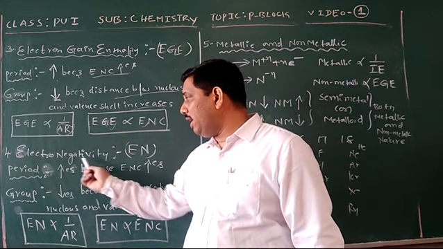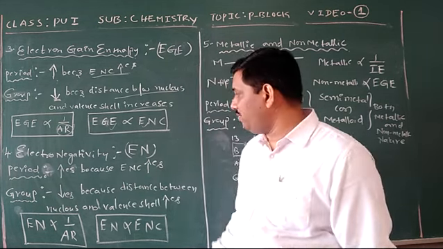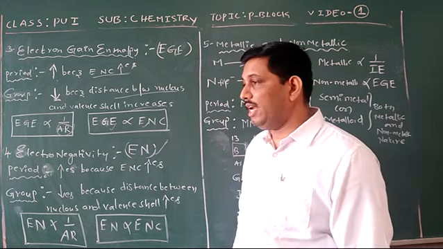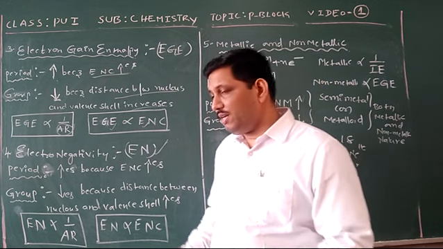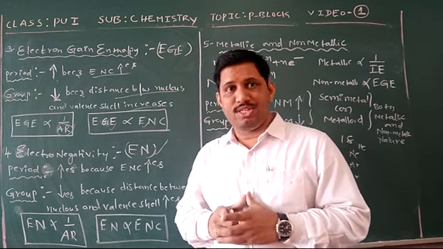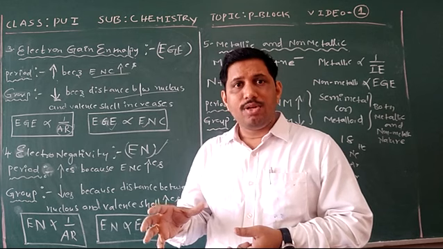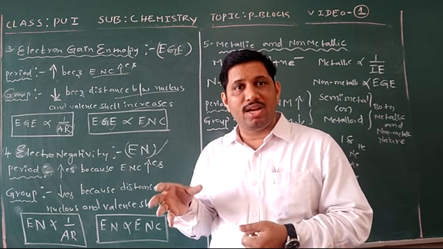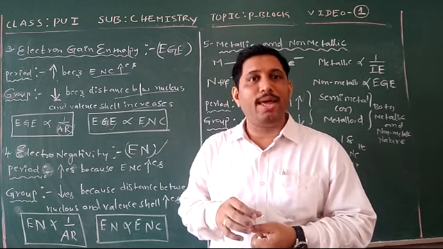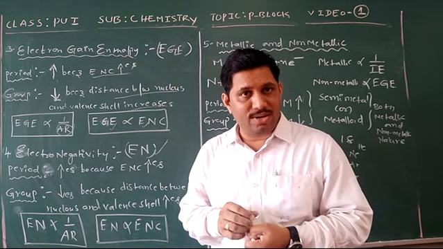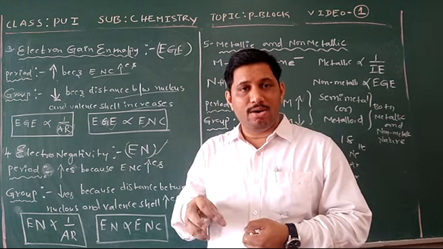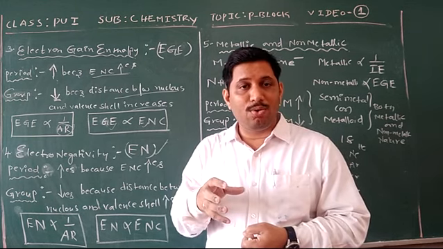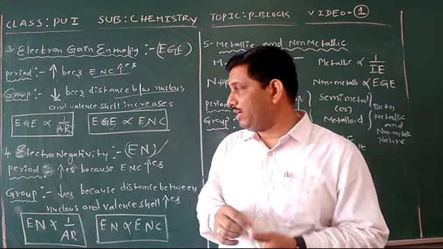Next topic, students, electronegativity. You can indicate it with the symbol EN. Electronegativity can be defined as follows in the periodic classification of elements: the relative tendency of attracting the shared electron pair towards itself in a covalent bond is known as electronegativity.